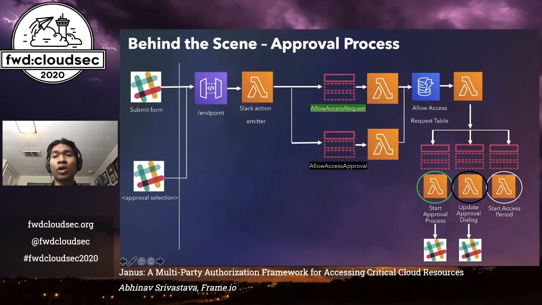The Lambda function also updates the dialog box on Slack as soon as more approvers approve the request, so it keeps everybody informed on how the process is working out right now. The Lambda function, the white circle, takes care of dynamic role creation that we will see in the next slide.